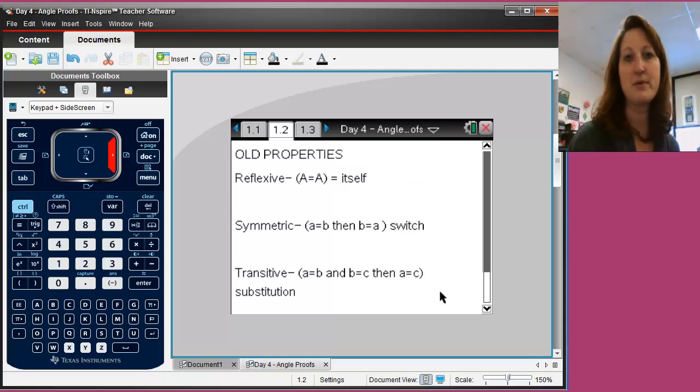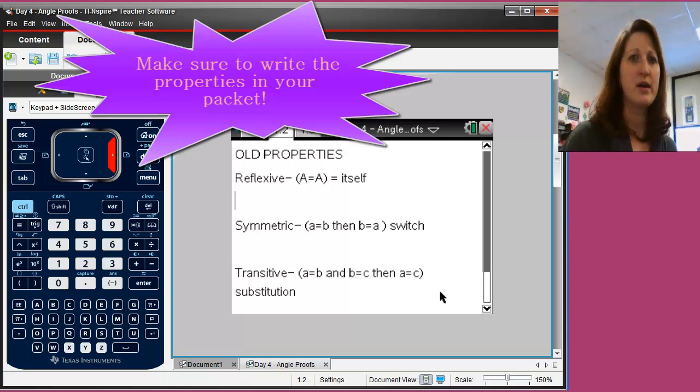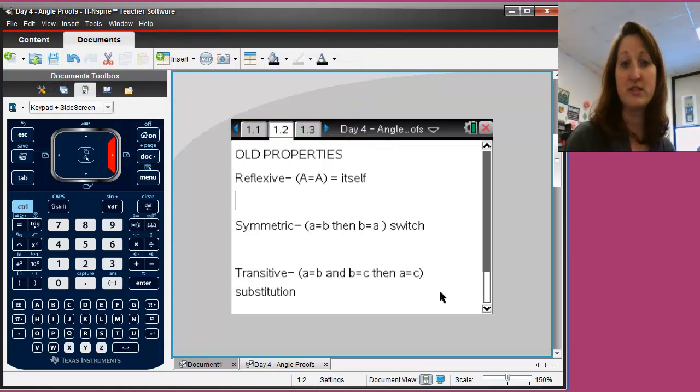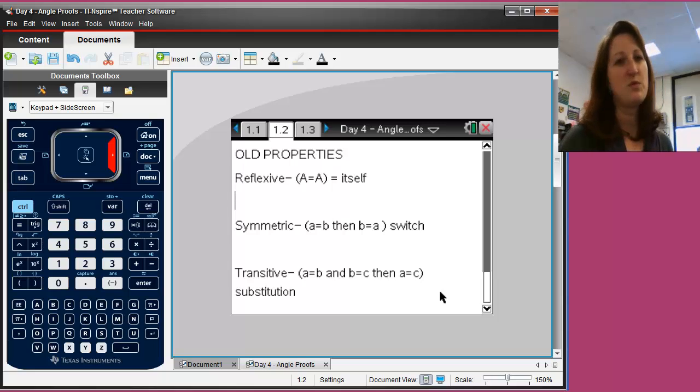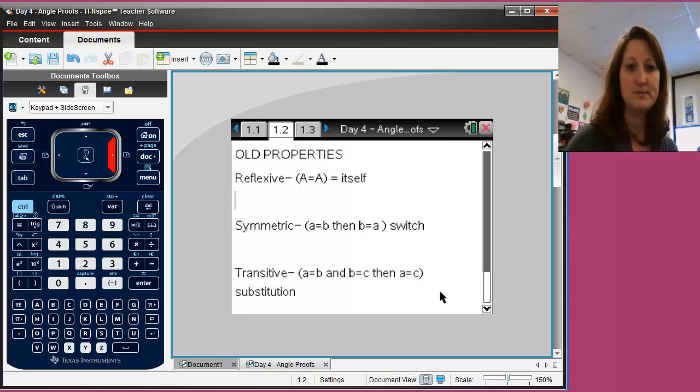I put the properties on the calculator. You should write them down in your packet. But again, just to review the old properties that keep coming up randomly. Reflexive property is the one where anything is equal to itself. Symmetric is where you can take two things that are equal and switch the order. So if A equals B, then B equals A. And then there's the transitive property. If A equals B and B equals C, then A equals C. And sometimes we can also get away with calling that substitution.